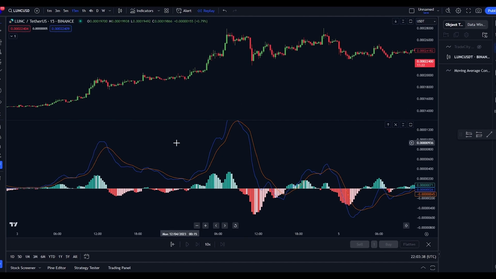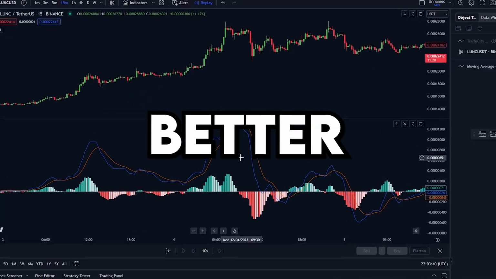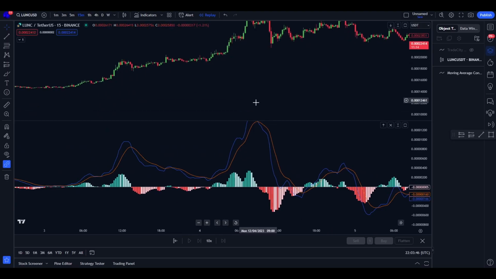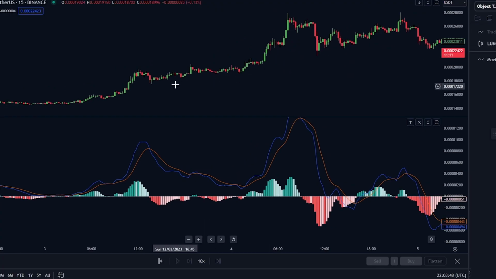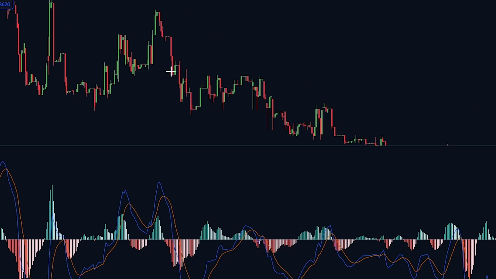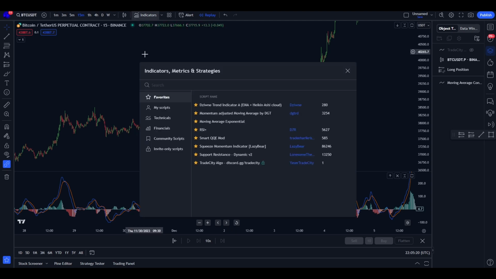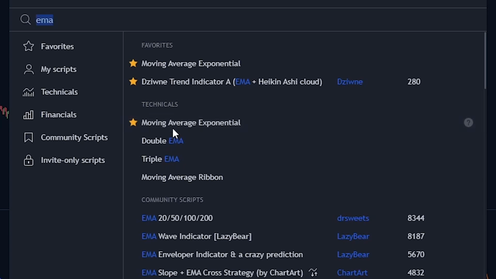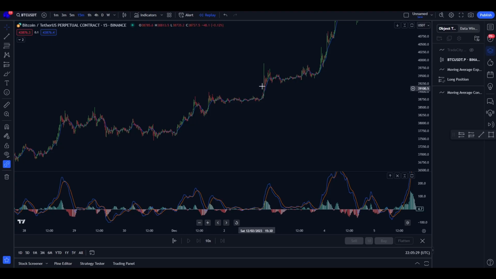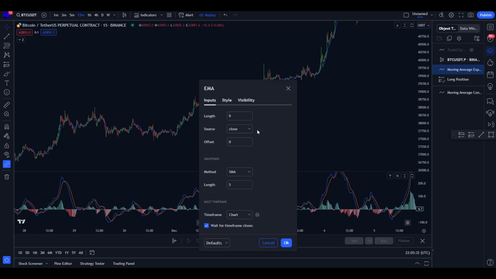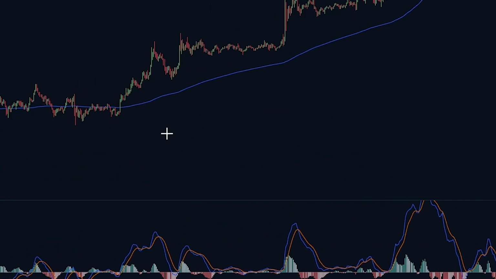Now let's talk about how we can make this strategy even better. So the reason the MACD indicator isn't good all by itself is because it's good at telling you when price will move upwards in an uptrend, but when price is going down in a downtrend, it tells you to open up a long position. To fix this, all we need to do is go to the indicators tab and search up the EMA. Select moving average exponential, and you should see a blue line going through your graph. Double click it, go to inputs, and change the length to 200. Click on OK, and you should see a line like this.